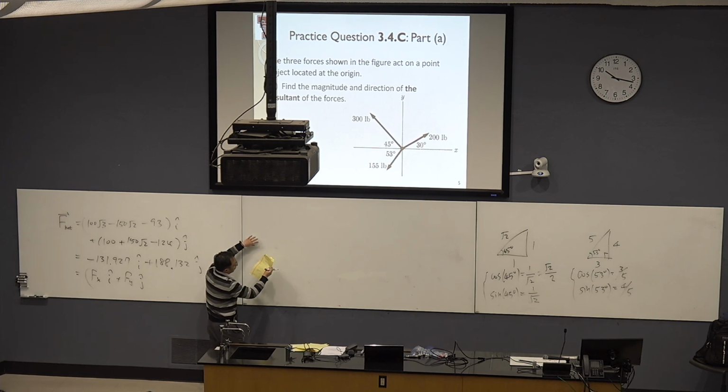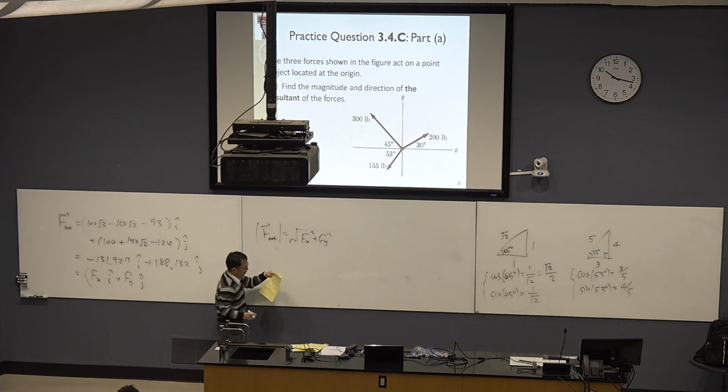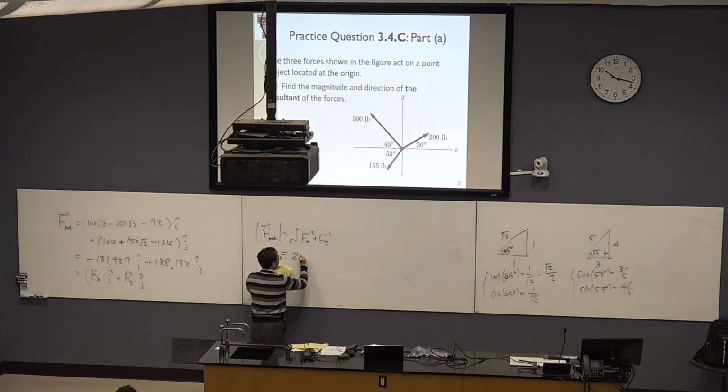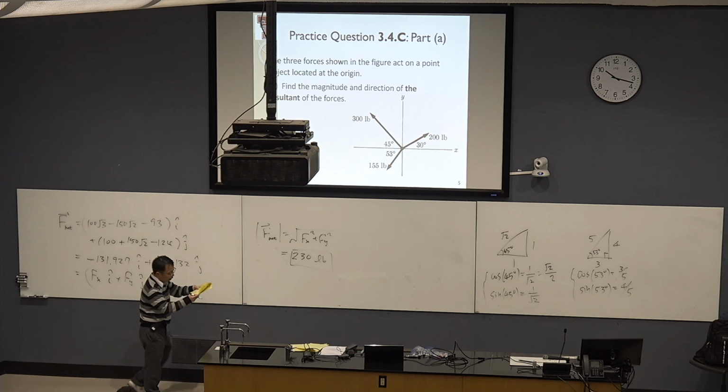Now let's consider the magnitude. So the magnitude of f net would just be equal to, using the Pythagorean theorem, the square root of fx squared plus fy squared. Therefore, once you carry out the numerical values, it will be about 230 pounds. Okay? About 230 pounds, and that would be the magnitude. Then now let's consider direction.